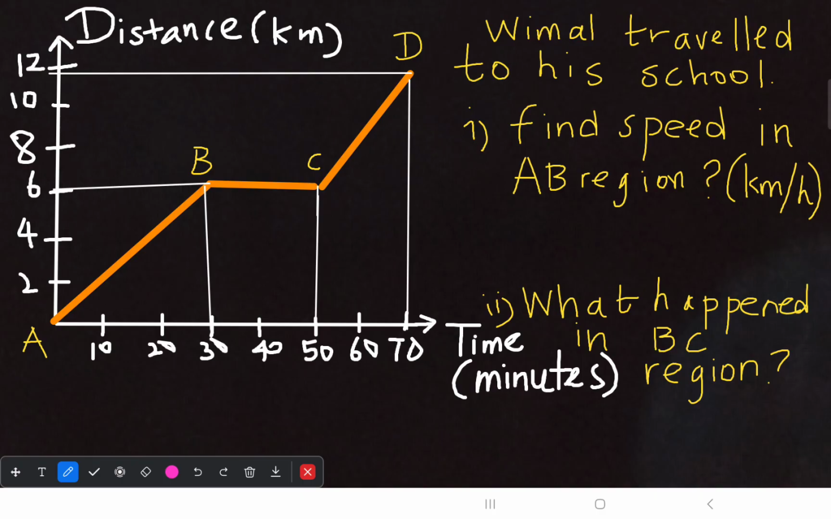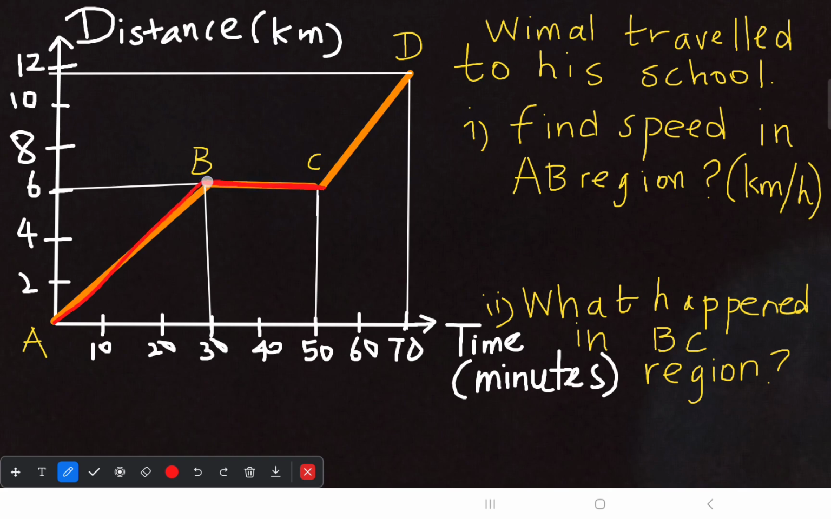Before that, we have to analyze this correctly. Here what has happened? He just traveled, because when the time is increasing, the distance he traveled is also increasing here, no? So he was traveling with a constant speed here.